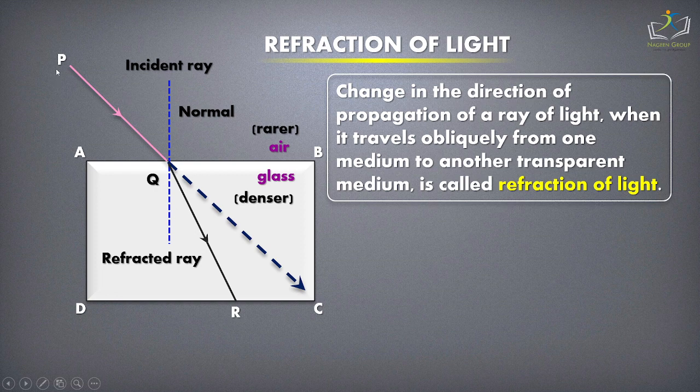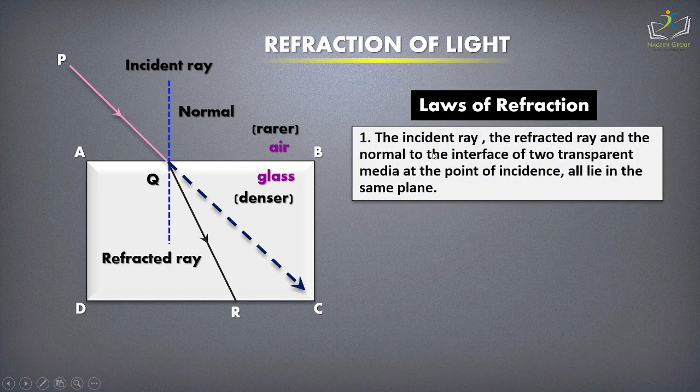So here PQ is the incident ray. This blue line is our normal. This ray is moving in air, which is a rarer medium. This ABCD glass slab is a denser medium. And here we observe QR, which gets refracted, not reflected. Reflected means it moves into the same medium, but refracted means it bends and moves into another medium, right?